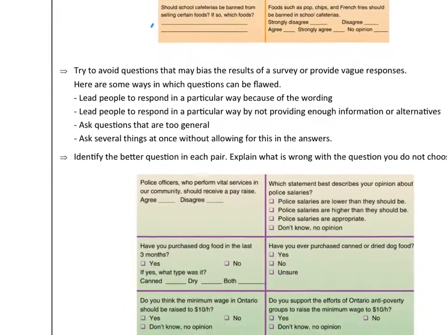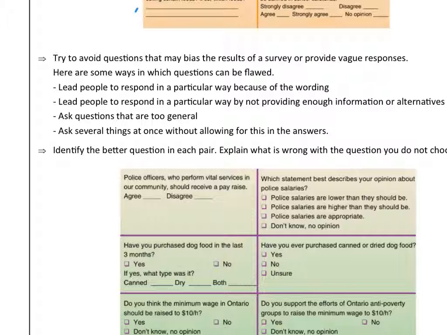The second thing I want to say is try to avoid questions that may bias the results of a survey or provide vague responses. If the survey is biased, a lot of people will pick the same thing, or it gets you to have the answers that you, as the person making the survey, want. And companies will do that, where it's not really representative. Or you'll get vague responses that don't really tell you anything about what you really want.